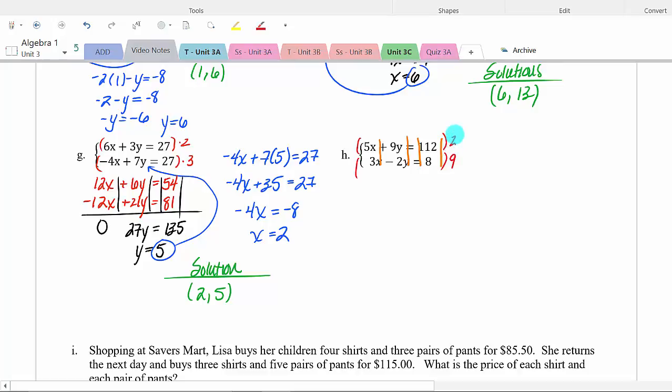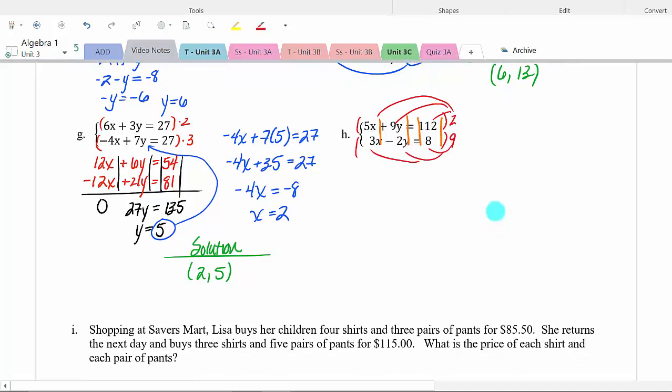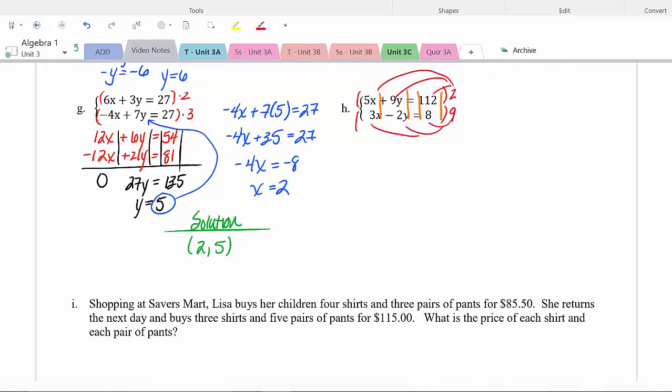Now we're going to go ahead and distribute, multiply those terms to each of the terms in the equation. So I'm going to rewrite this. 2 times 5x is 10x. 2 times 9y is 18y, which is equal to 112 twice, 224. 9 times 3x is 27x. 9 times negative 2y is negative 18y. And 9 times 8 is 72.